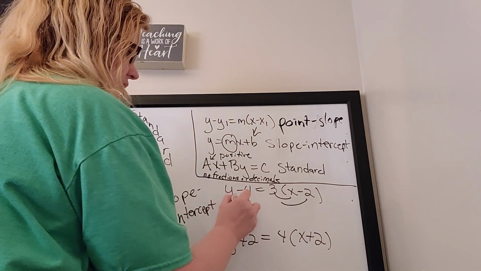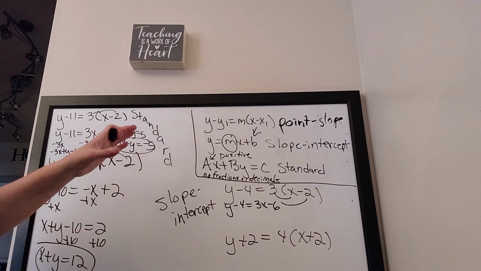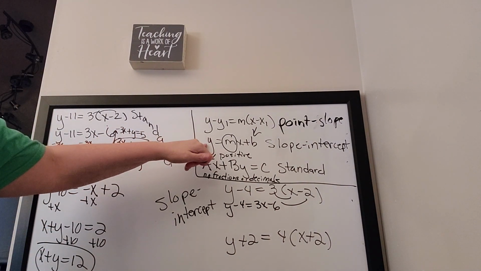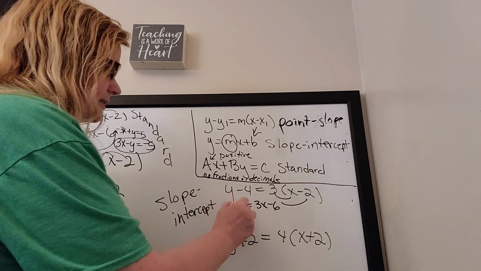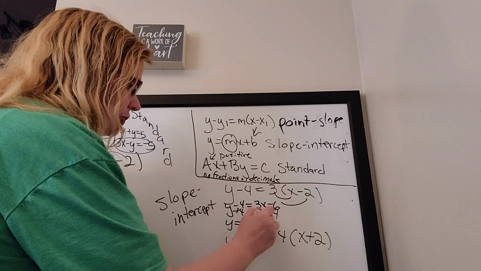So y minus 4 equals 3x minus 6. For slope-intercept, I need y by itself. So I'm just going to add 4 to both sides, and then I will have y by itself. Y equals 3x minus 2. We're done.